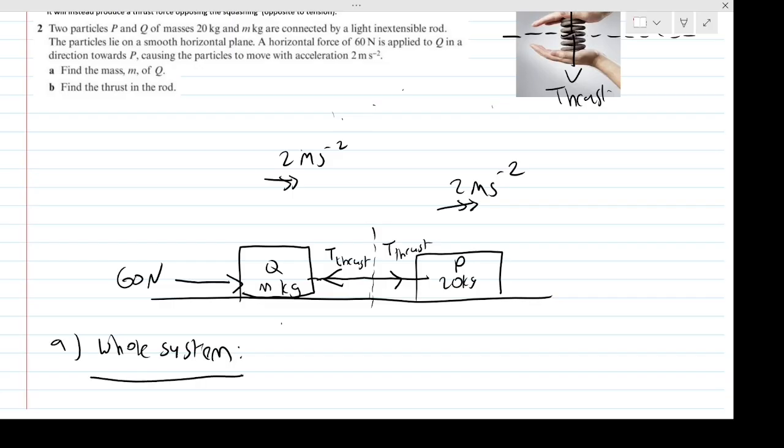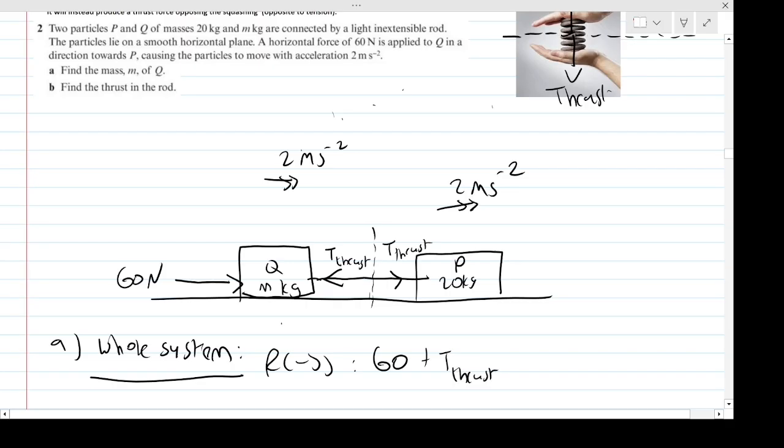Okay, well, if I then resolve forwards, because it's going to move forwards, right? Well, what's the force going forwards? Well, we've got this 60 newtons. Now that's going forwards, remember? So that's forwards. So 60. And then we've got this thrust force going forwards. So add T thrust.